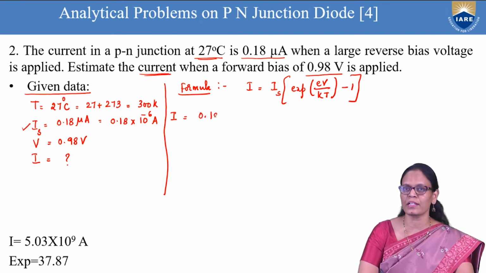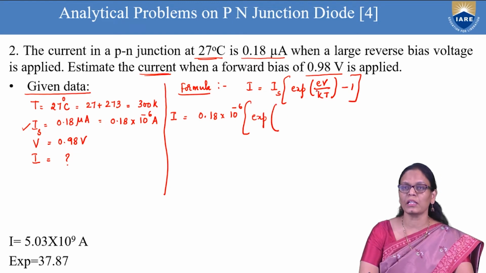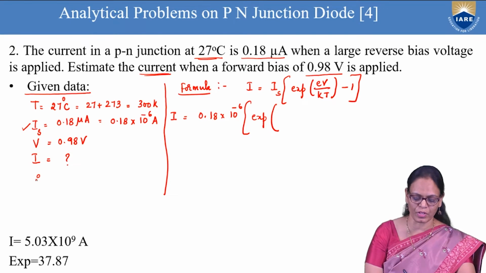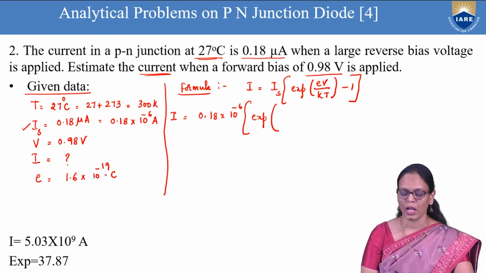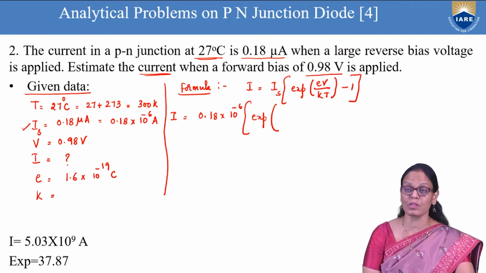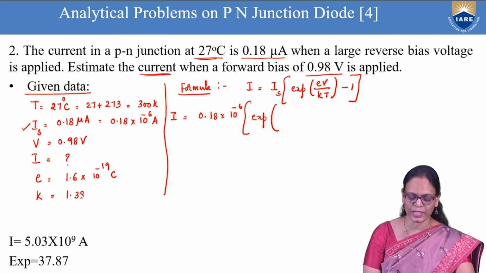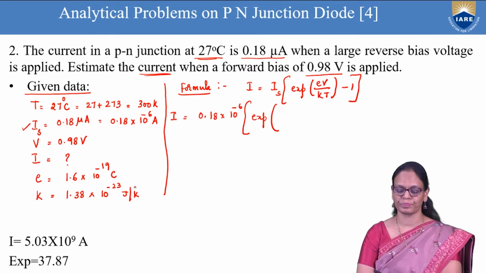Substitute the value of Is, 0.18 into 10 power minus 6, into the exponential. E here is the charge of the electron. It is a constant, 1.6 into 10 power minus 19 coulomb. The Boltzmann constant K is also a constant. You need to remember these values. I'm not going to write it again and again; we'll substitute it directly. 1.38 into 10 power minus 23 joules per Kelvin.